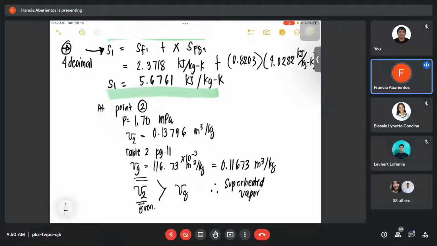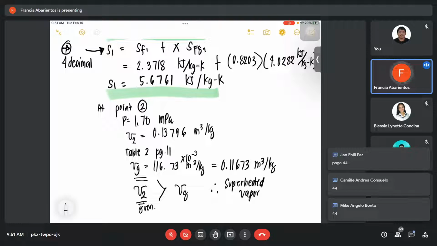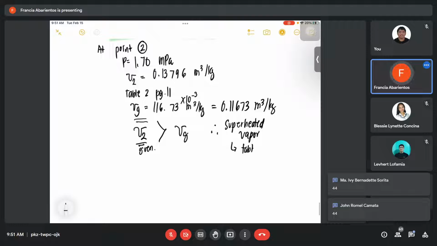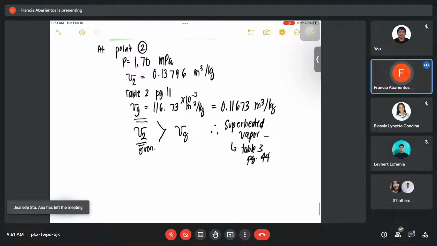Anong gagawin mo? Punta ka na doon sa, class? Punta na saan? Table 3, vapor. Anong hahanapin mo? Si 1.7 megapascal. Page... Nakuha na? Nakuha na ng iba? Okay. Take note, we have now table 3, page 44. Ang guide mo is si pressure at 1.7 MPa. Paano na? Ano na yung gagawin mo? Yun lang yung given sa'yo is specific volume.